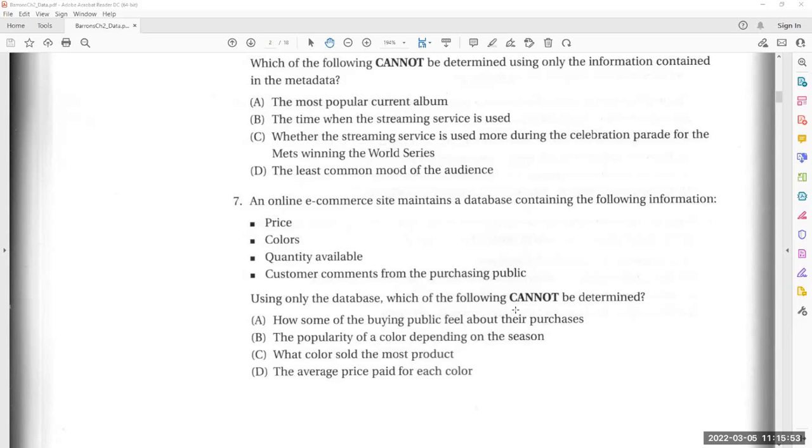Would it be a B? Why B? Because it doesn't say the popularity of the colors, it just says the colors. No. B is correct, but not because of that. Because it didn't talk about a season. Whatever information you have, there is no season, okay?